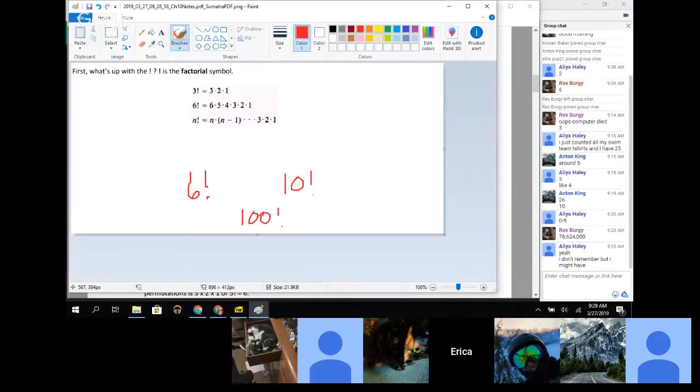So you can see right there, 3 factorial is 3 times 2 times 1. If you had 4 factorial, that would be 4 times 3 times 2 times 1. Okay, 5 factorial is 5 times 4 times 3 times 2 times 1. If you had 100 factorial, I'm not going to write this out, it's going to be 100 times 99 times 98, all the way down till you get to 3, 2, 1.